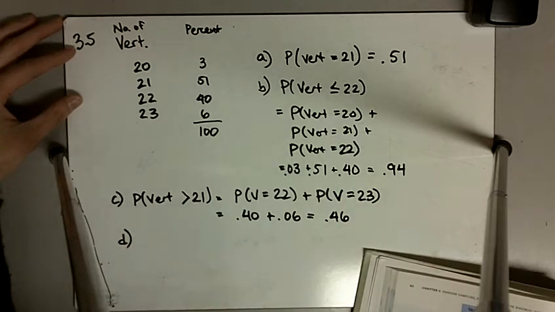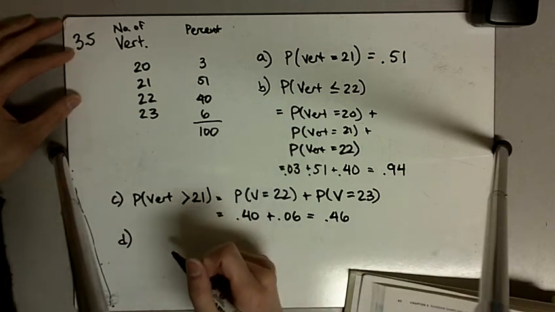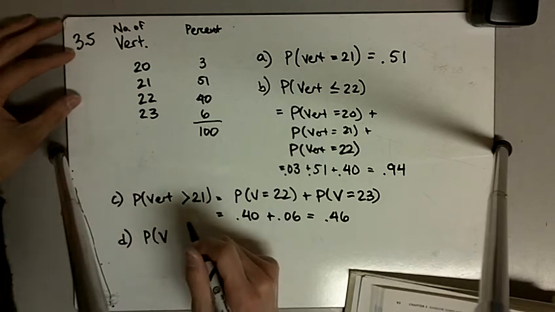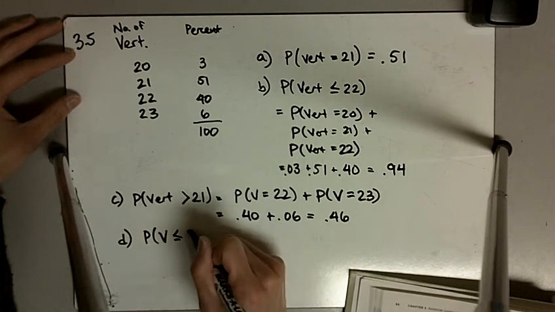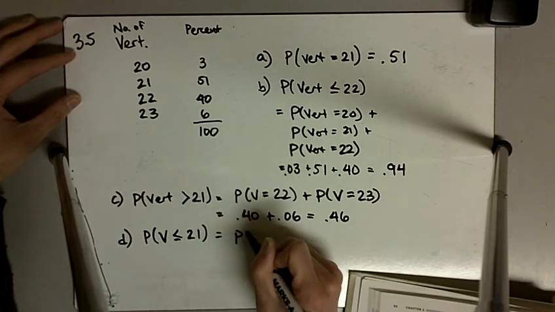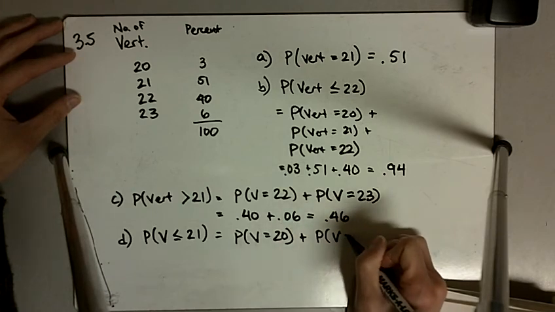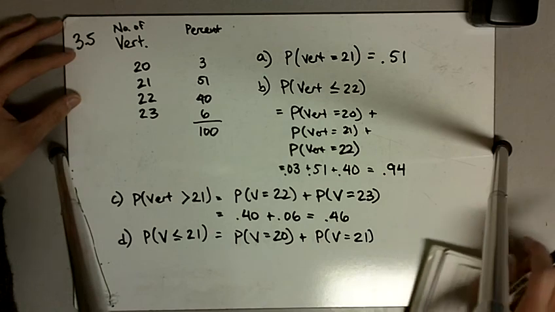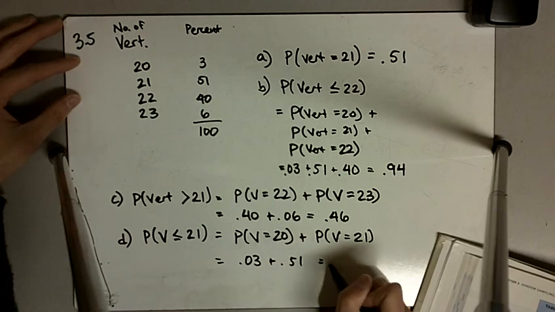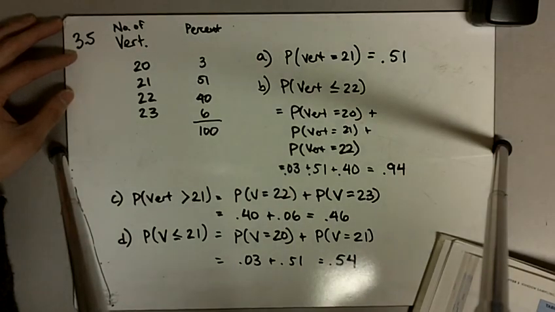And finally, the last part, what is the probability that the number of tail vertebrae in a fish randomly chosen from the population is no more than 21? So that means less than or equal to 21. That is going to be the probability that V is equal to 20 plus the probability that V is equal to 21. So in this case, 0.03 plus 0.51, 0.54. Those are your answers for problem 3.5.